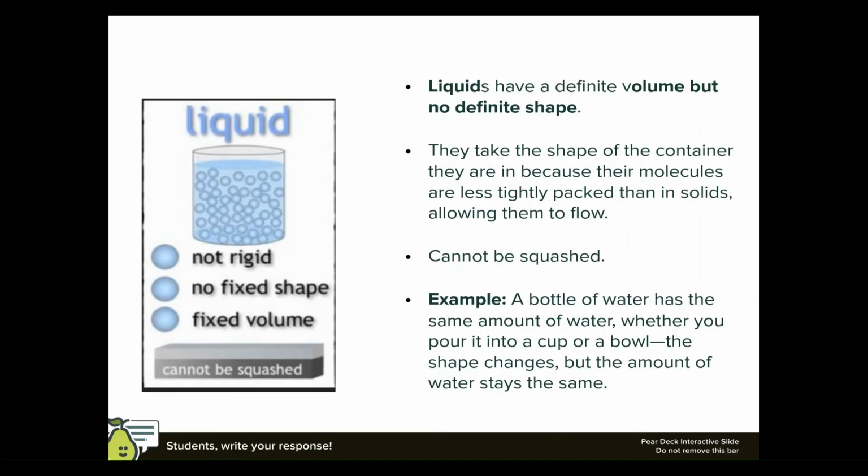So, in summary, liquids are not rigid. They take the shape of whatever container they're in, and they have a fixed volume. So if I start off with 1 liter of water, no matter where it goes, it's still going to be 1 liter of water.